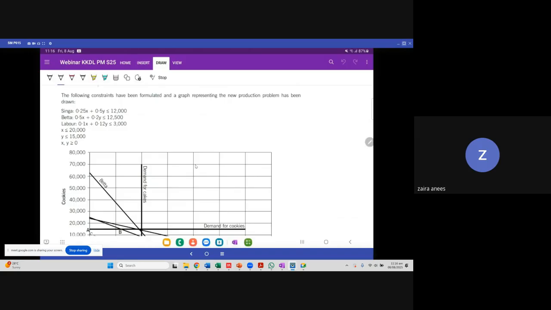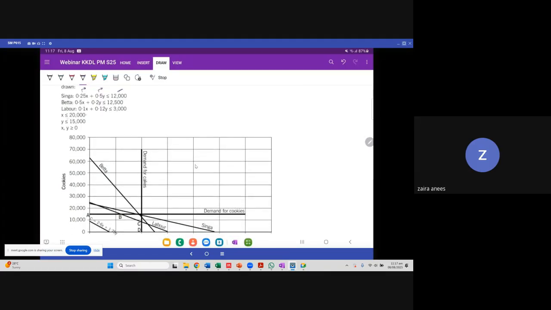The following constraints have been formulated and a graph representing the new production problem has been drawn. So these are the constraints which have been populated. First constraint is Singa. We don't know what this is, but it's quite a unique thing. Singa: 0.25x plus 0.5y should be less than or equal to 12,000. This means that 0.25 kilograms, let's suppose this is material, are used in the manufacturing of X, 0.5 kilograms are used in the manufacturing of Y, and the maximum material we have is 12,000. Same with beta, same with labor.